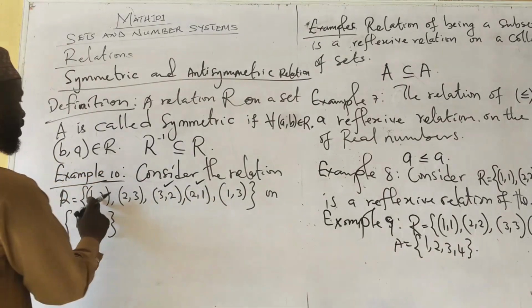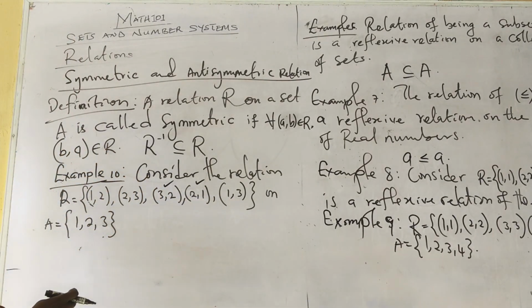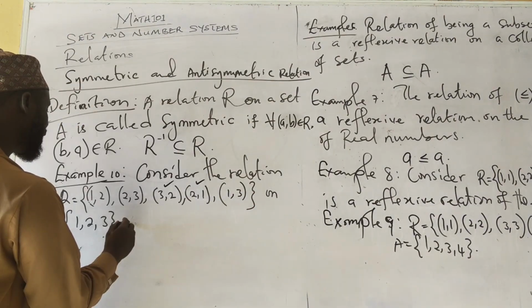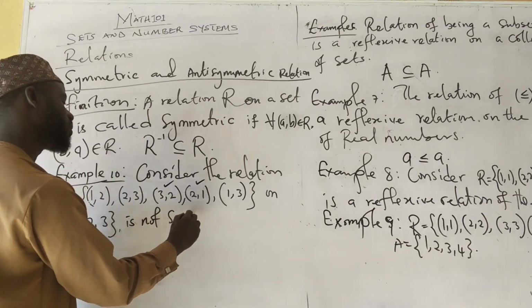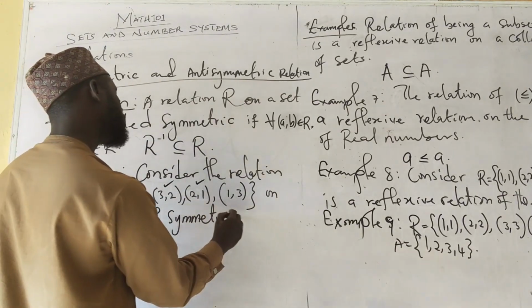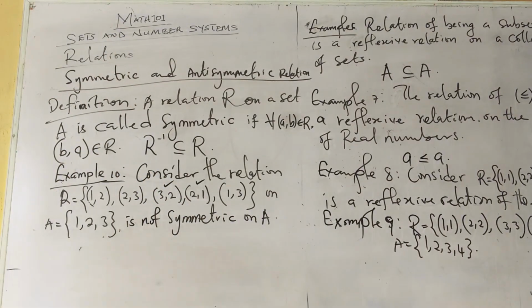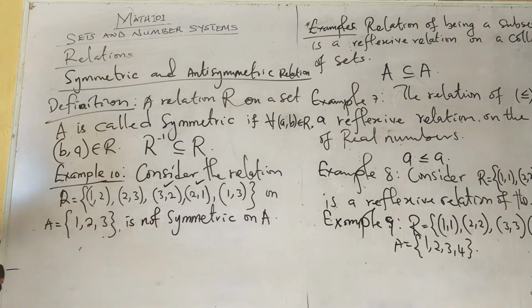(3, 2), there is (2, 3). (2, 1), there is (1, 2). (1, 3), there is (3, 1)? We have (3, 1)? No. So the relation is not symmetric on A. It's not symmetric because for (1, 3), there is no (3, 1). And so the relation is not symmetric.